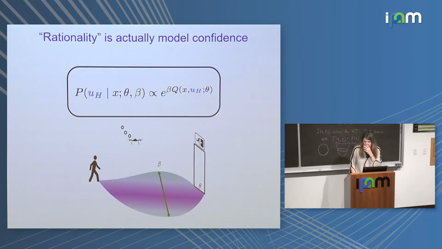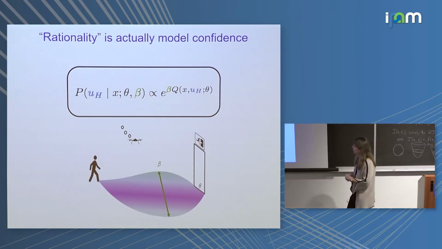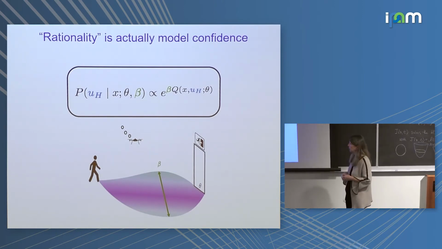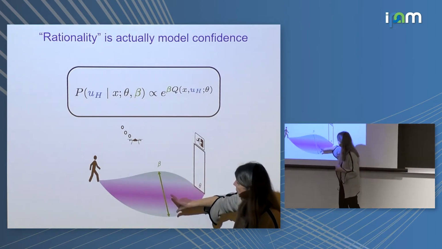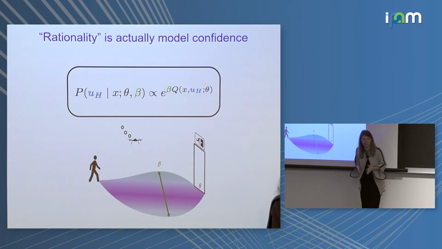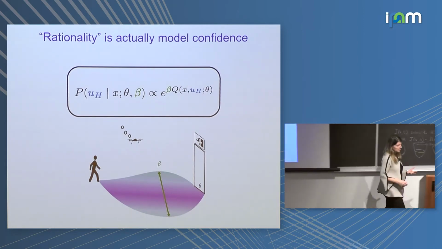Okay, so here this word that I use, rationality, rather than being rational, is more like how well our model is representing the person's actions. So it's like model confidence. And the value of beta can represent the spread of that Boltzmann distribution over time and space. And it's something that we can update.